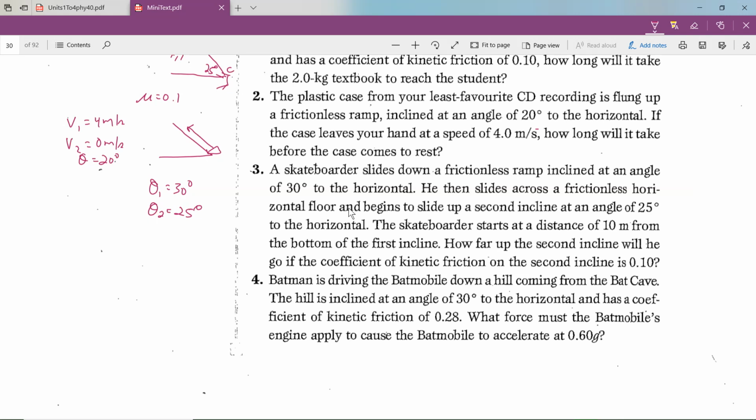The skateboarder starts at a distance of 10 meters from the bottom of the first incline. Now that wording is not so great. I mean, are we talking about the vertical distance or just walking down the ramp? I think it's just the ramp. Keeping on the ramp, it's 10 meters. How far up the second incline will the skateboarder go if the coefficient of kinetic friction on the second incline is 0.1? So there is friction on the second incline, but not on the first.